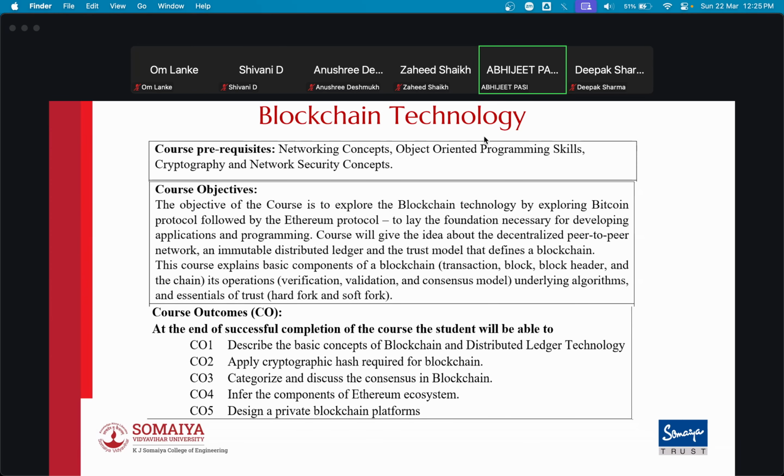Categorize and discuss the different consensus in blockchain. There are various consensus mechanisms that we will see in chapter 3. Infer the components of the Ethereum ecosystem when it comes to NFT, DeFi, that is decentralized finance, and distributed apps. Mostly these things come into the Ethereum ecosystem. So how you can go about the different components of Ethereum, and then how you can use the private blockchain platform, that will come across in chapters number 5 and 6.